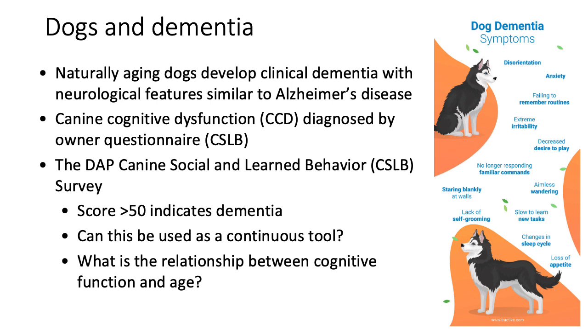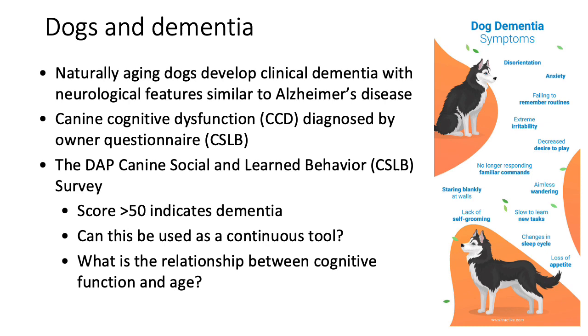They get it every year. Canine Social and Learned Behavior Survey is what we call it. And we are now asking, can we use it as a continuous tool, no longer binary? In other words, can the survey predict cognitive dysfunction before dementia? Will we see increasing scores with age?